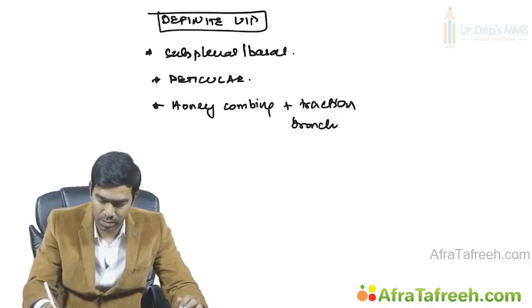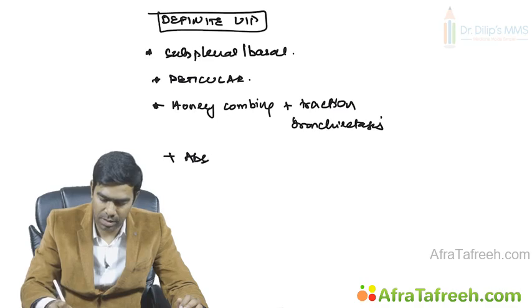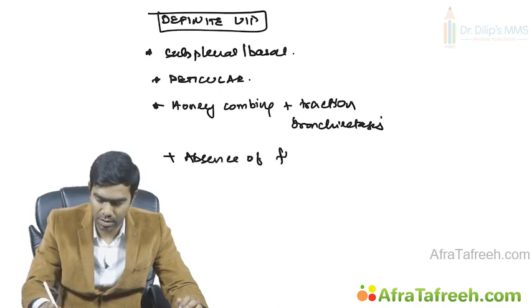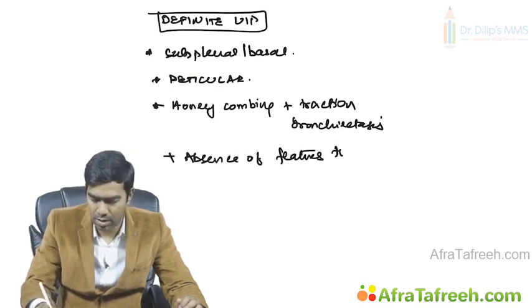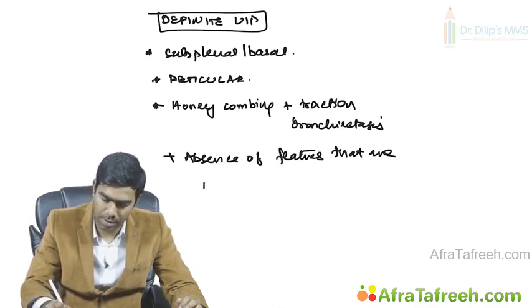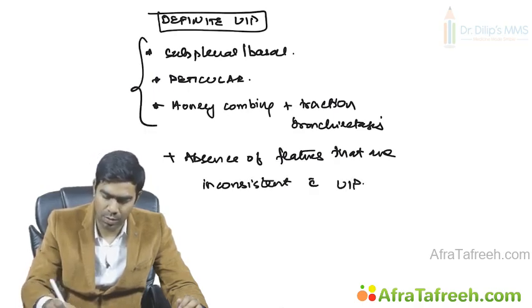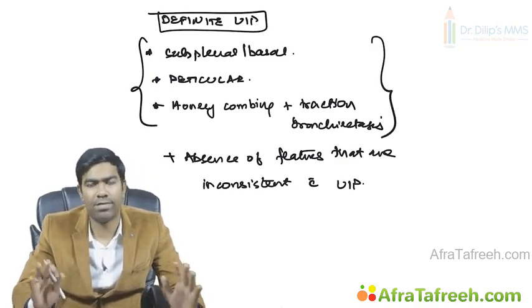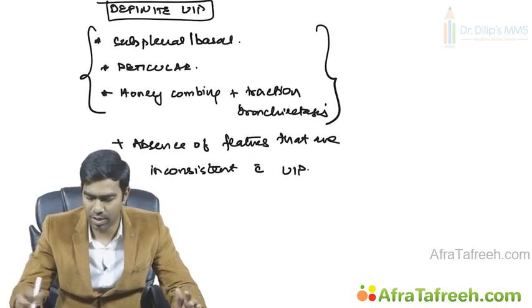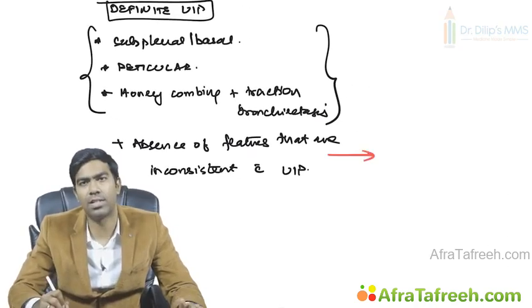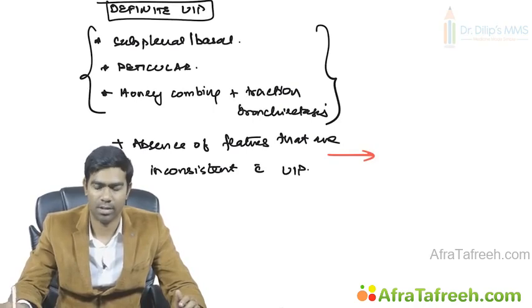Traction bronchiectasis. Plus, at the same time, there should be absence of features that are inconsistent with usual interstitial pneumonia, UIP pattern. So if you have this, definitely it is UIP only. So what are the features that are inconsistent with your usual interstitial pneumonia pattern?